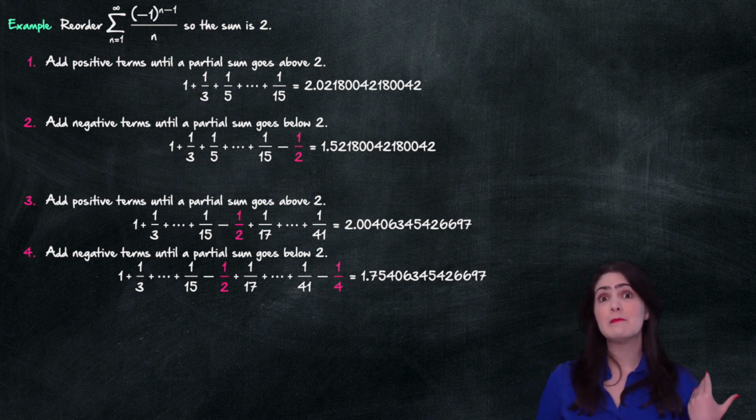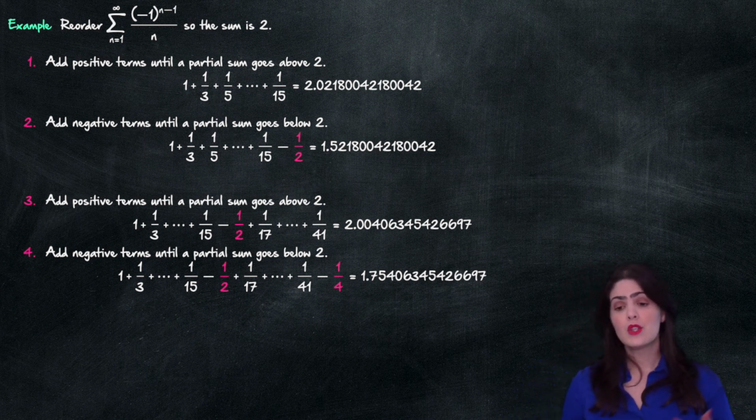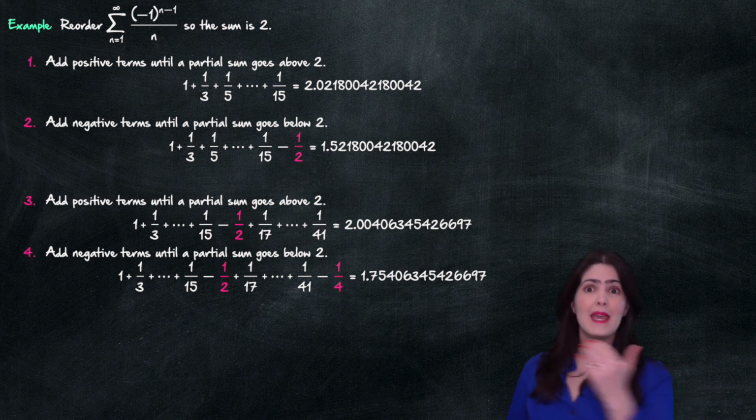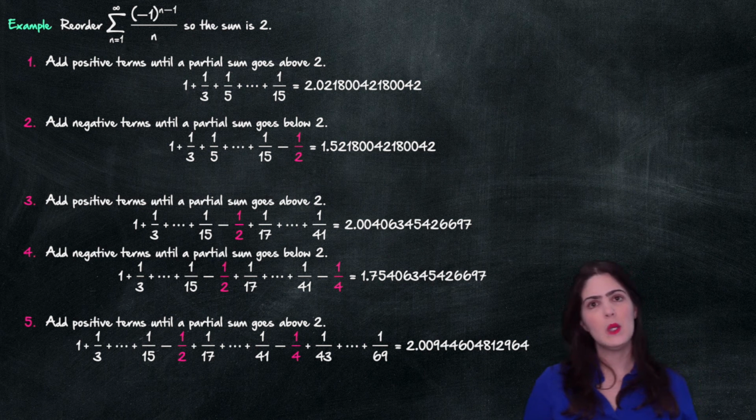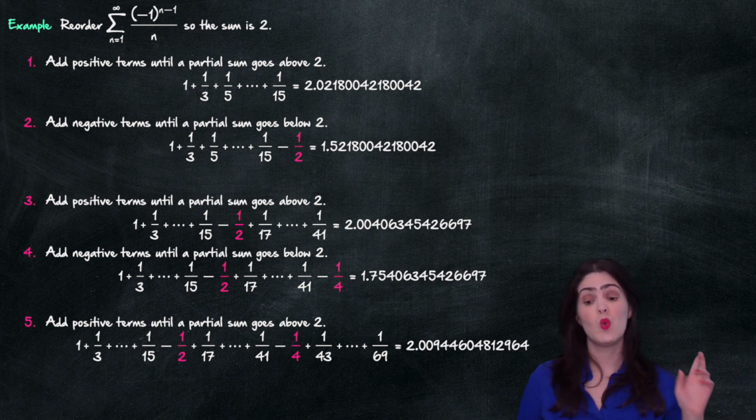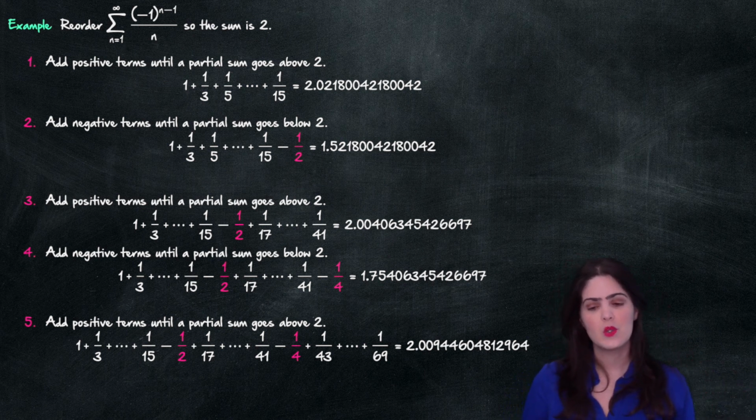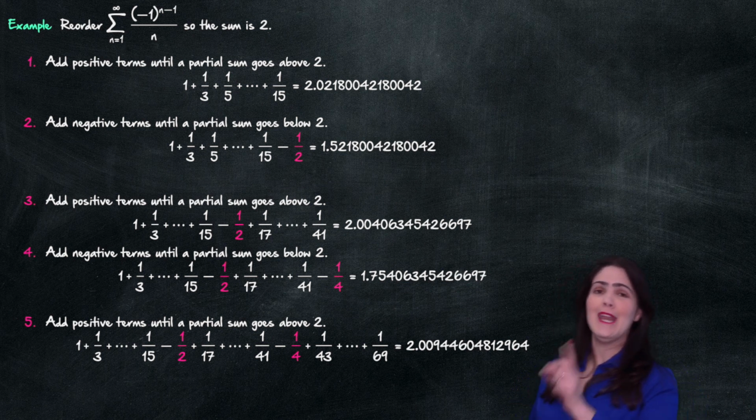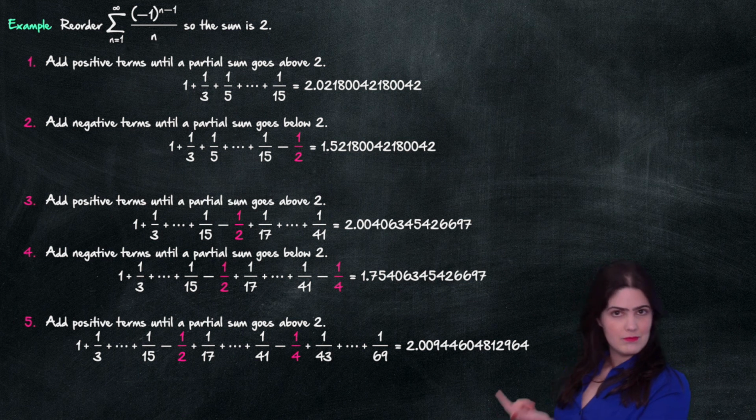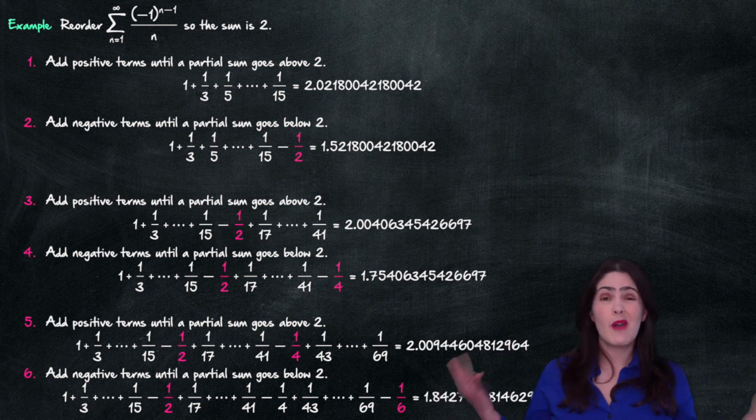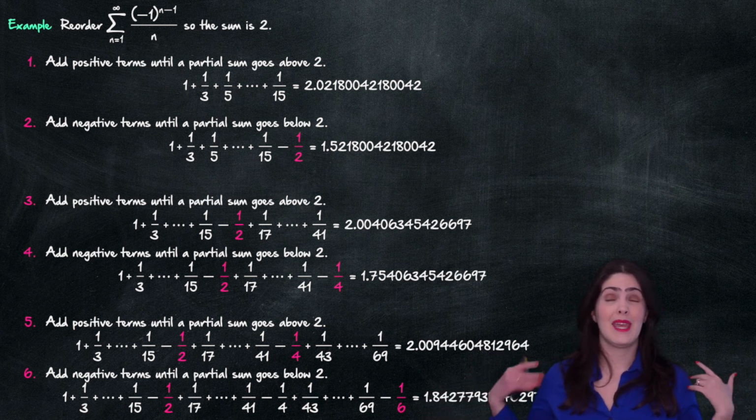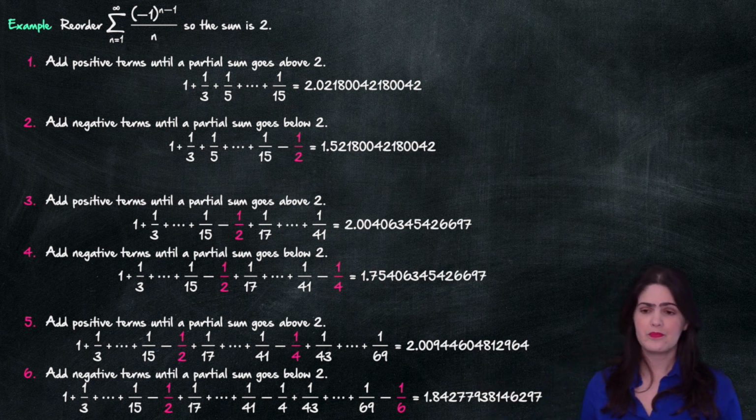I'm going to add as many positive terms as I need. So when I do that, I go back again above 2. And I needed to add 1 over 43, 1 over 45, up to 1 over 69. So we did all those positive terms, and we went above 2. And now I'm going to again add negative terms until we go below 2. And I will continue doing this process forever. Remember, I have infinitely many terms, so I can continue doing this forever.